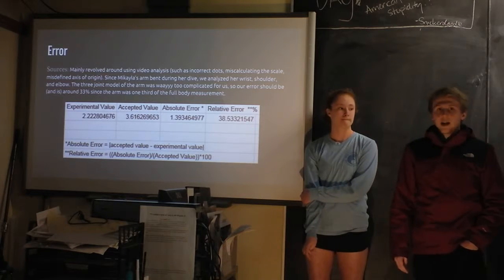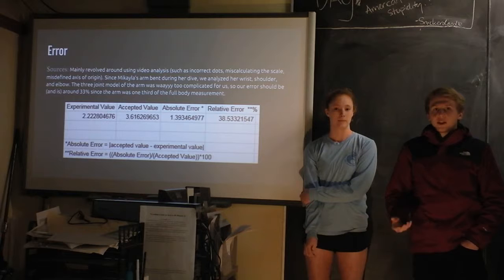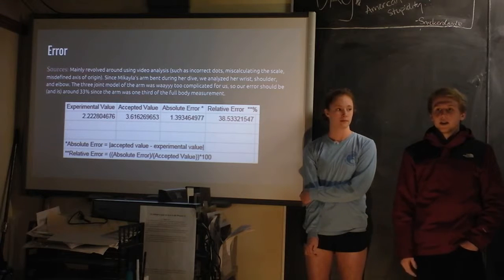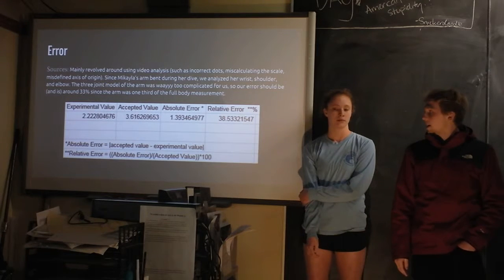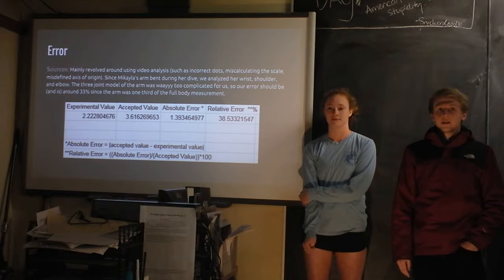So in reality, it would be more like 5%, we assume, because there's something that we're missing in there that's causing that error. And that adding the arm would increase your experimental value? Is that what you're saying?